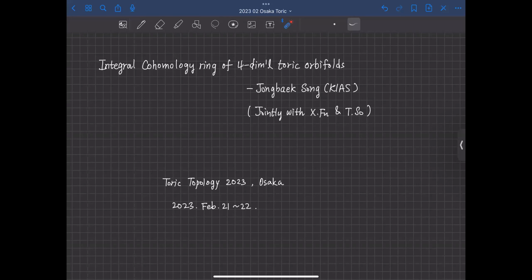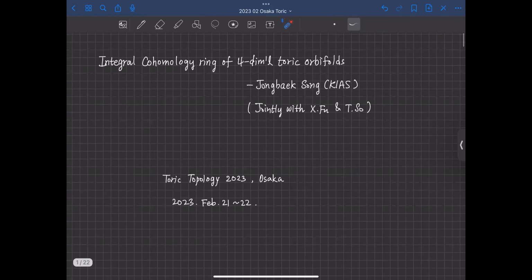Shall we start? Yes, yes. Okay. Next guy, Jongbaek Song from here. Title is Integral Cohomology for Coordination Toric. Okay. Can you hear me? Yes. Hey.